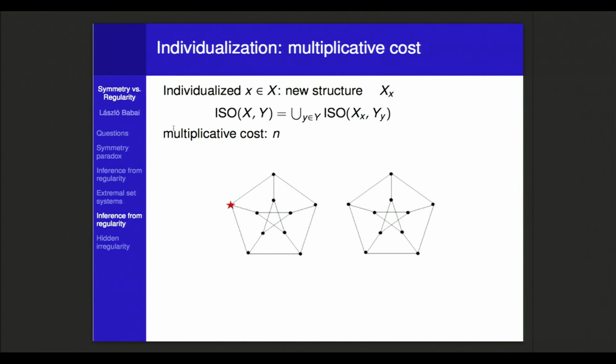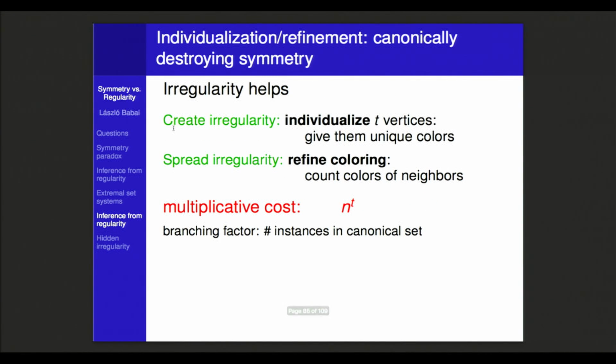Even if we just individualize 1 vertex, then we look at an automorphism. So here is another copy of this graph. This could go here, or it could go here, or here, or here, or here. I can't tell you how much it took me to produce this 3-second animation. But anyway, so clearly irregularity helps, but it comes at a multiplicative cost. We are going to branch.